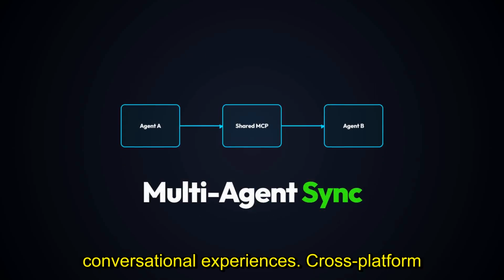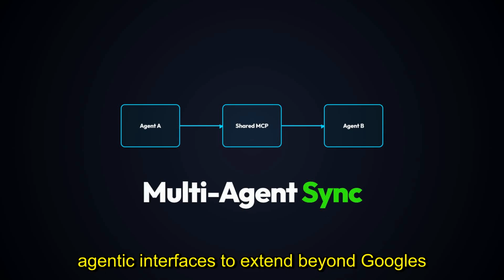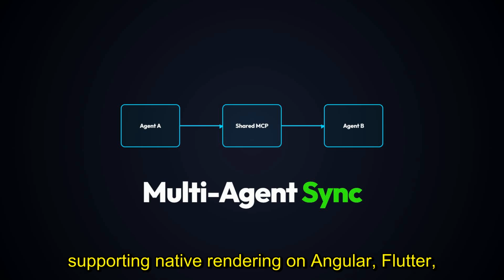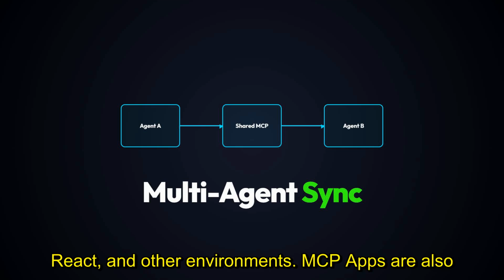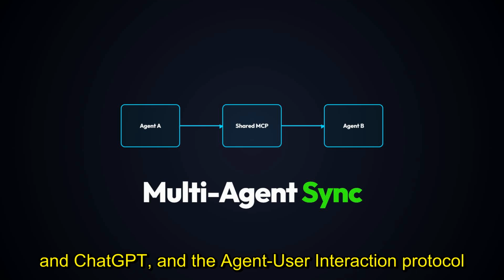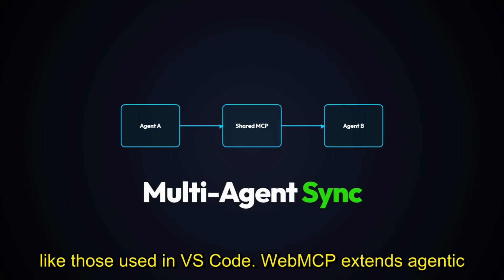Cross-platform compatibility is a key design principle, enabling agentic interfaces to extend beyond Google's ecosystem. A2UI, for example, is framework agnostic, supporting native rendering on Angular, Flutter, React, and other environments. MCP apps are also designed for use with other MCP hosts like Claude and ChatGPT, and the Agent User Interaction Protocol facilitates communication with front-end frameworks like those used in VS Code.